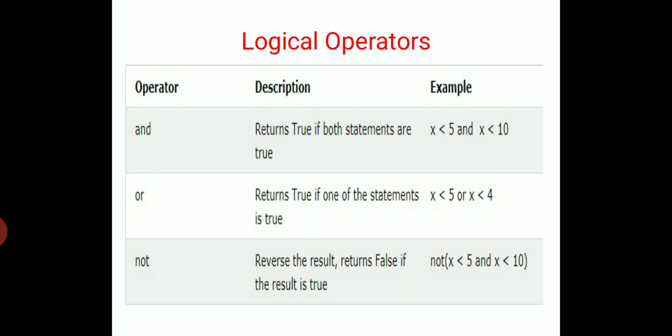Now logical operators. As the name shows, logical operators create digital logic like and, or, not. You can also read these logical operators in digital systems and circuits. And means it returns true if both statements are true. Means whenever both statements are true, then it will give the output. Or, if only one of the statements is true, then it will give the output. And not reverses the result, it returns false if the result is true.